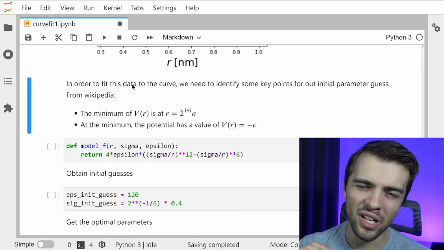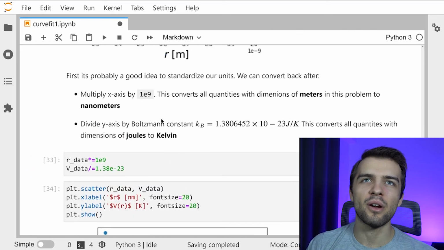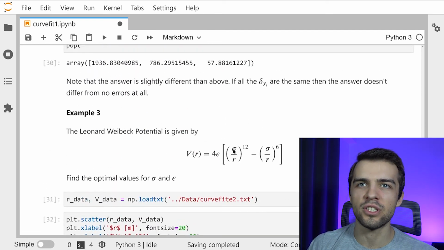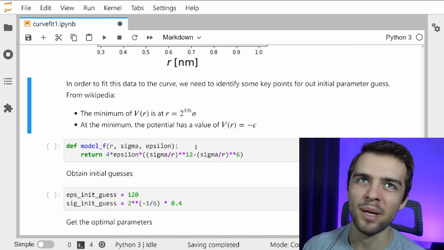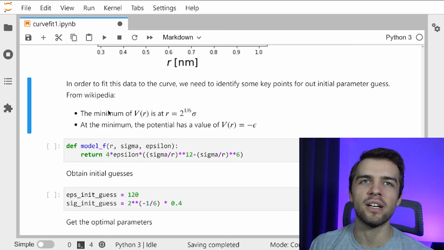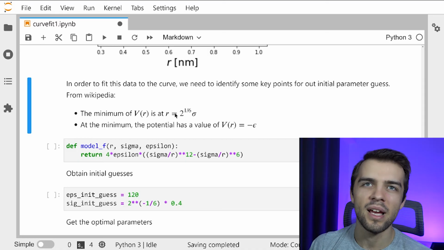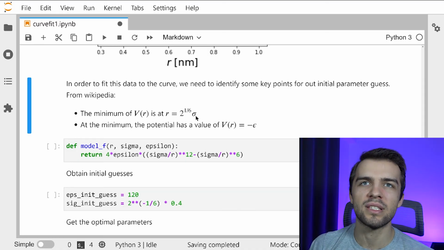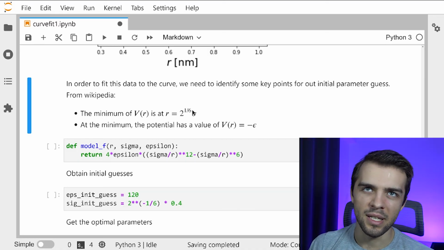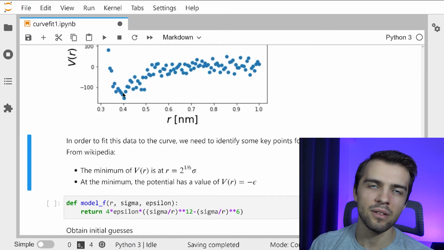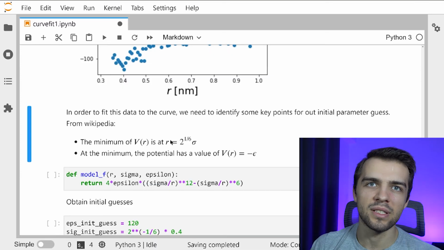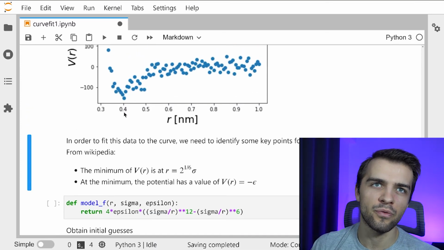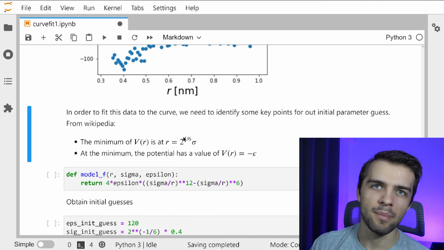So we want good initial guesses for sigma and epsilon, and I don't think it's obvious just looking at the curve what sigma and epsilon initially will be. So that's when it requires knowing a little bit about your function. So from Wikipedia, you have that the minimum of this function is at r equal to 2 to the 1/6 times sigma. So that gets me sigma. If I look at the minimum here, sigma is equal to 2 to the negative 1/6 times r. So r is about 0.4 here. So I need to multiply that by 2 to the negative 1/6. That gives me a good initial guess for sigma.